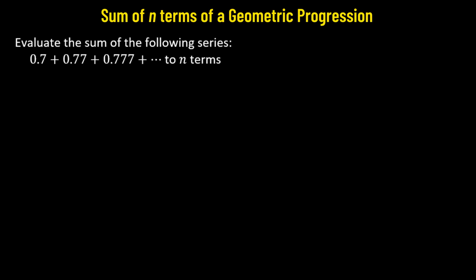So in this particular problem, we want to evaluate the sum of the given series. So let's begin. First we will express the series as Sn, so this is the sum up to n number of terms. That will be equal to 0.7 plus 0.77 plus 0.777, and so on, all the way up to n number of terms.